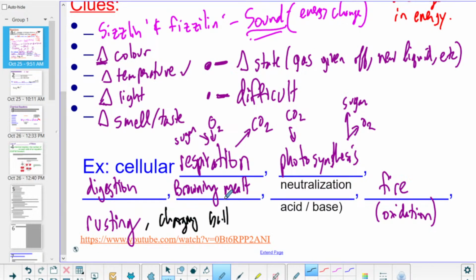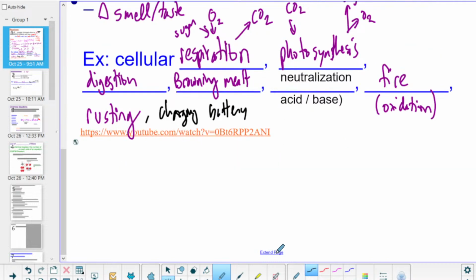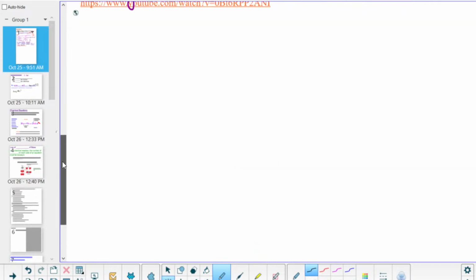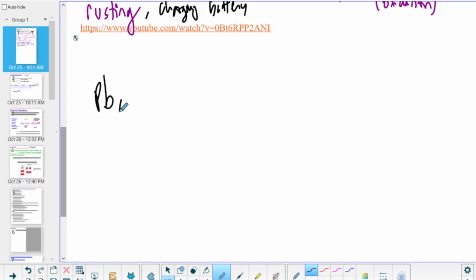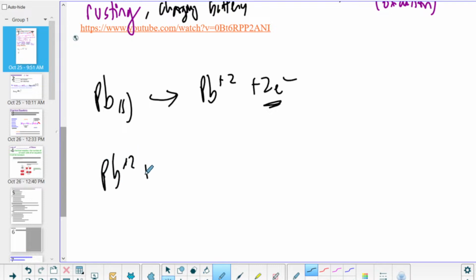Charging battery. I'll do one of the simplest ones I know, which is the old-fashioned lead battery. So a lead battery will have Pb solid, and it can go to Pb2+ plus 2 electrons. And there are your electrons that come out that you then use for energy. But if you pump energy into it, you can get that, and then the battery builds back up again. So there's actually a chemical process going back and forth.